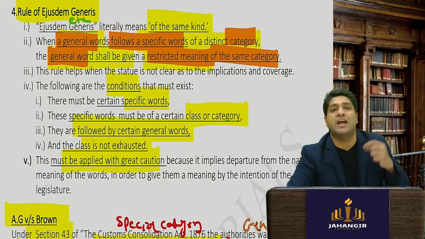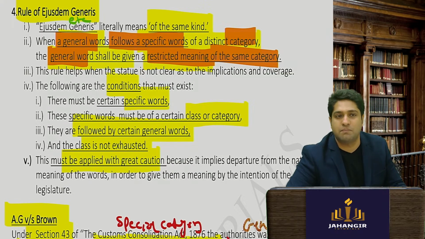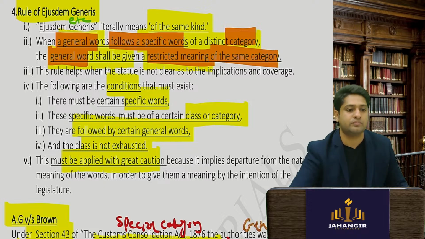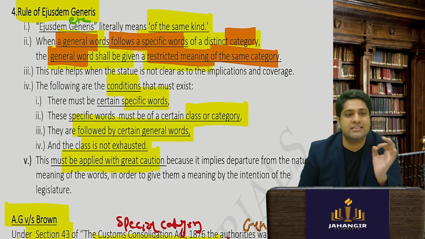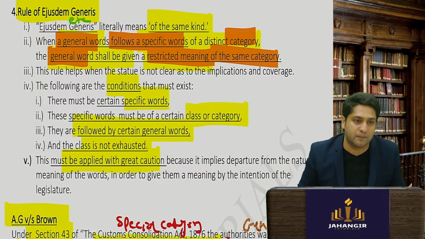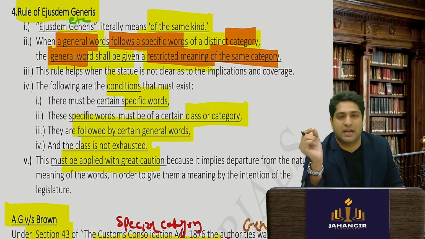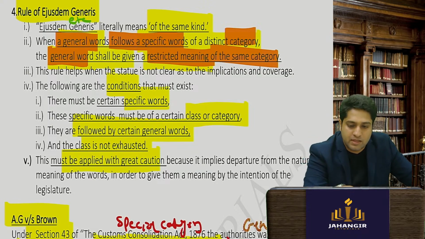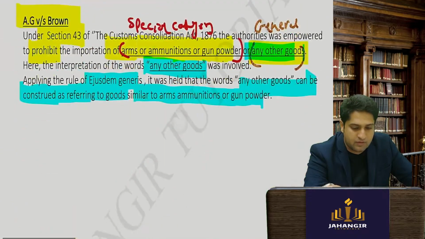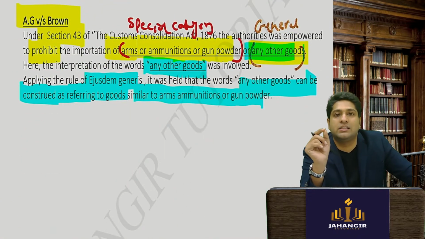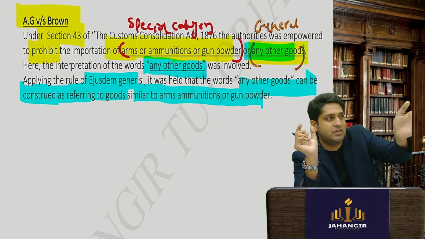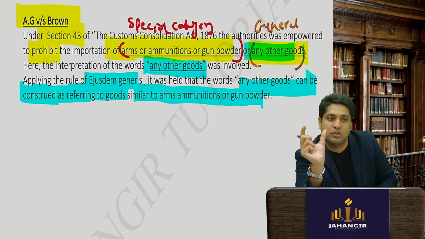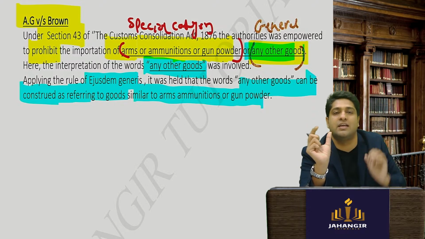What is the rule of Ejusdem Generis? It's a repeatedly asked exam question. First, Ejusdem Generis means of the same kind. Now pay attention to what I'm saying. When certain general words come after a special category of words, these general words will have a limited meaning, restricted to that of the special category words.